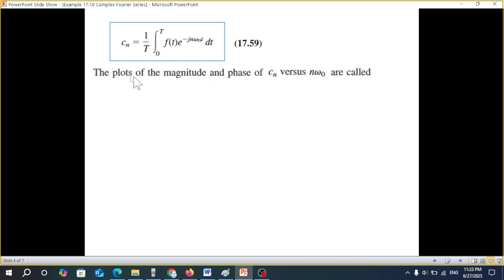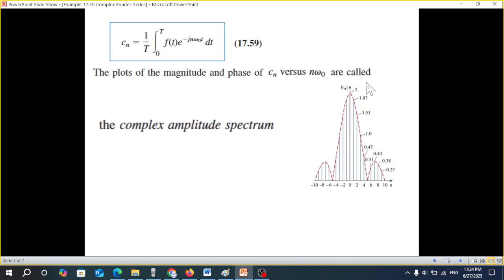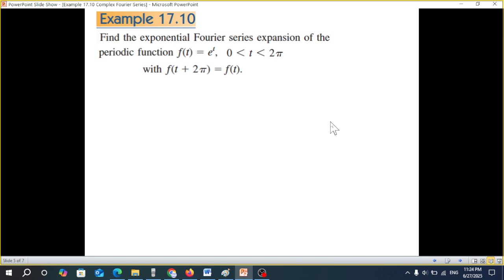Now the plots of magnitude and phase of Cn versus nω0 are called, the first one the complex amplitude spectrum, where we are just plotting the magnitude, and then the complex phase spectrum, where we are plotting the phase angle. Okay, with this background, now let's go to the question.